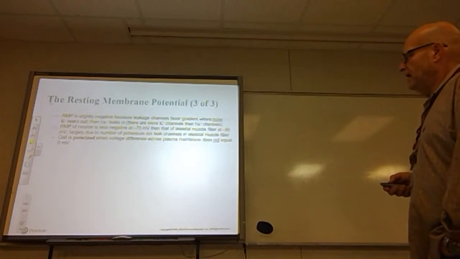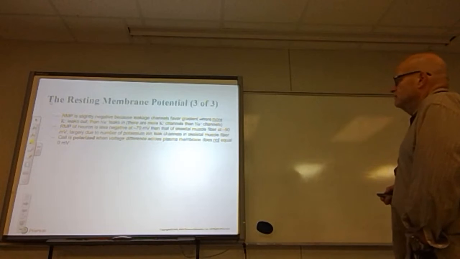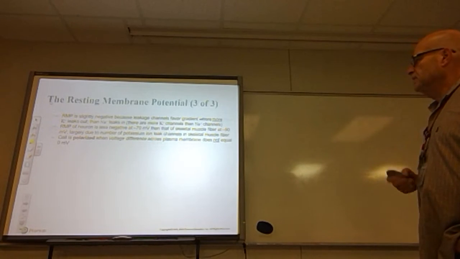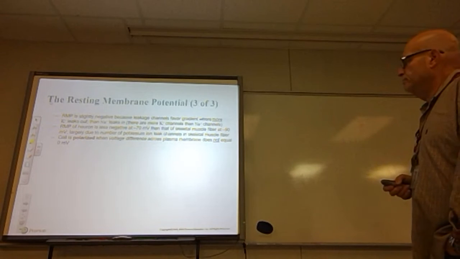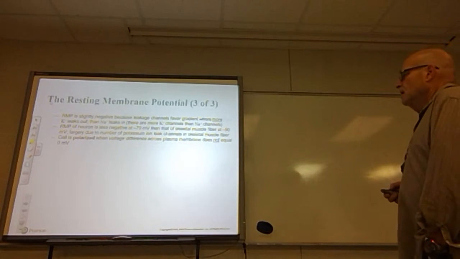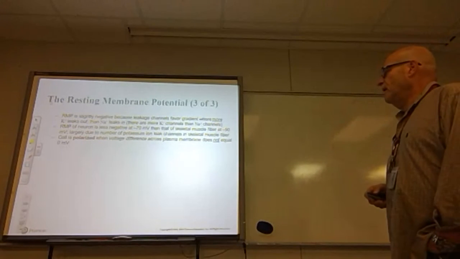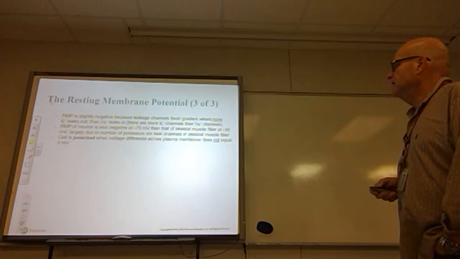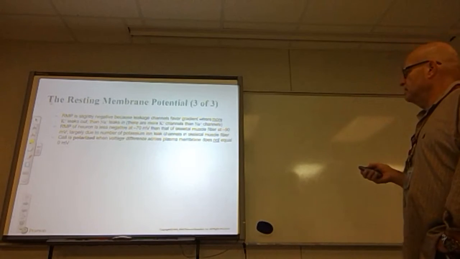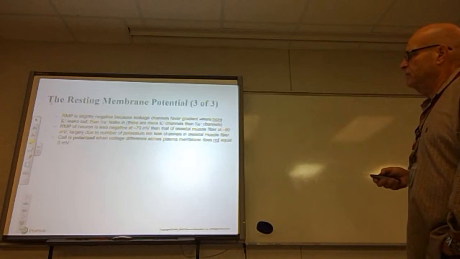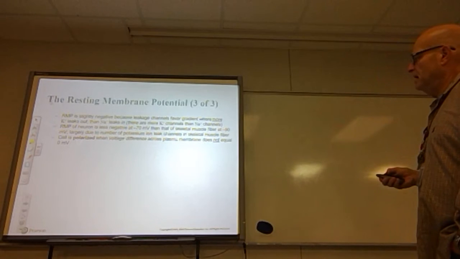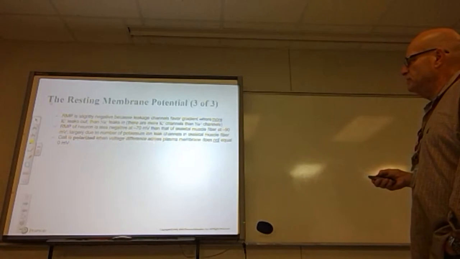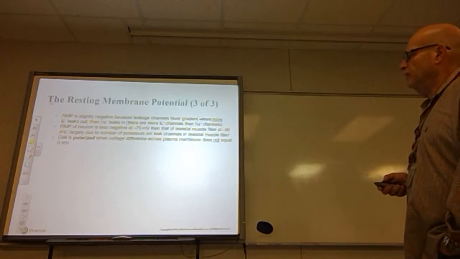The resting membrane potential is slightly negative because leakage channels favor gradients where more potassium leaks out than sodium leaks in, because simply there are more potassium channels than sodium channels. The resting membrane potential of a neuron, at negative 70 millivolts, is less negative than that of a skeletal muscle fiber at negative 90 millivolts, largely due to the number of potassium ion leak channels in skeletal muscle fiber cells. A cell is polarized when the voltage difference across the membrane does not equal zero.